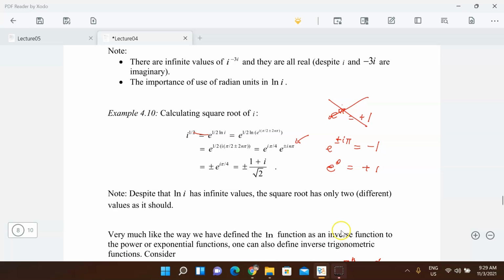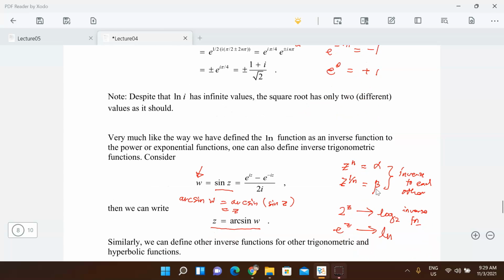Okay, so let me just restart with a correction that I mentioned before. I was mentioning exponential i pi at the end of the last lecture in the recording, which is +1. That is wrong. It's actually equal to -1. You get plus or minus 1 by taking n equals 0 and n equals 1. Okay, so I think that should clear things up.